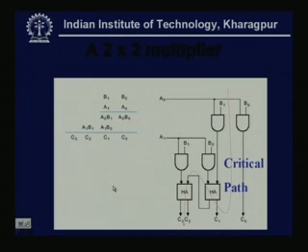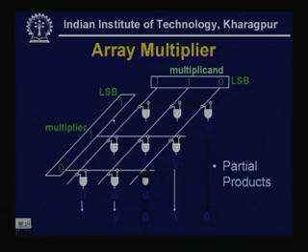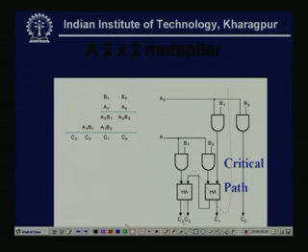So, this is the critical path, we see that A0 B1, then A1 B0. Why are we seeing this? Because this is simply A0 B0. If I draw, this one is added and then the carry goes there. So, that means A0 B1, then this half adder, the carry is going to that half adder. So, this path is the critical path of the 2 bit multiplier.